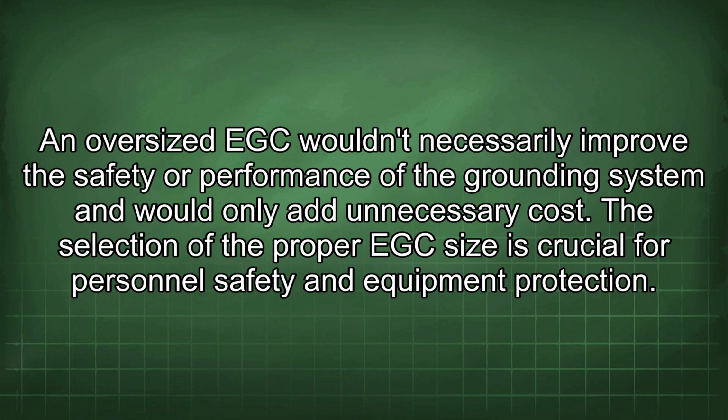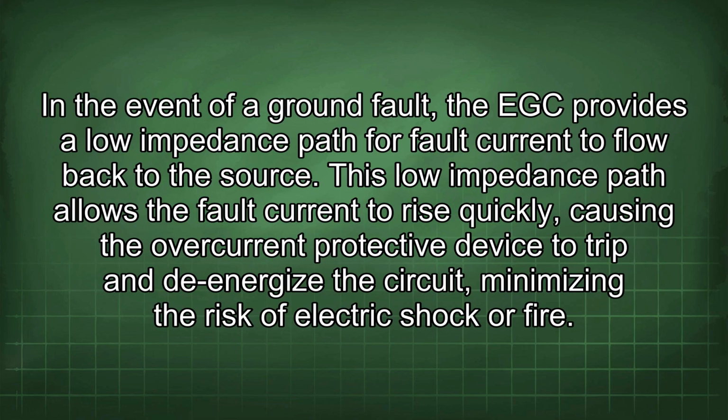The selection of the proper EGC size is crucial for personnel safety and equipment protection. In the event of a ground fault, the EGC provides a low impedance path for fault current to flow back to the source. This low impedance path allows the fault current to rise quickly, causing the overcurrent protective device to trip and de-energize the circuit, minimizing the risk of electric shock or fire.